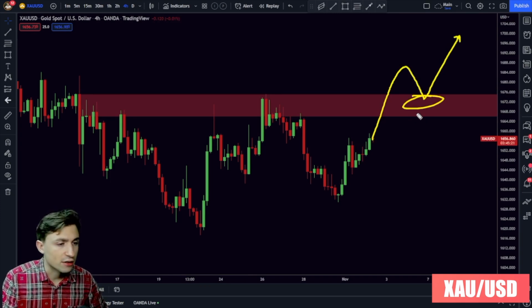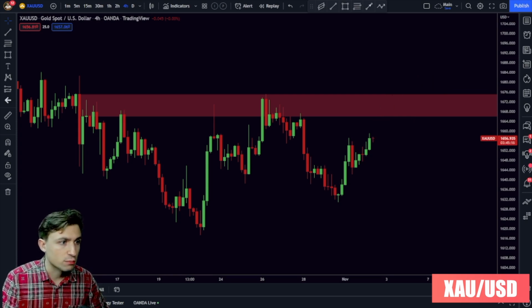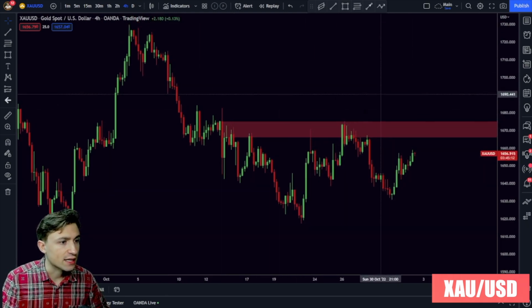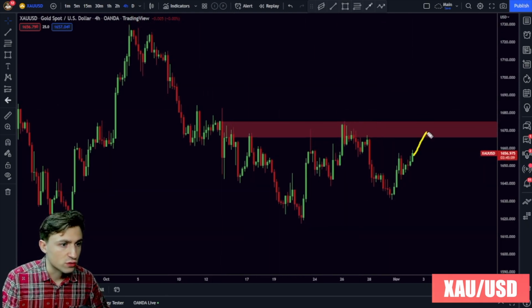So this is not what I'm saying I think is going to happen. This is the unlikely scenario that would shift me to potentially be bullish. But until further notice, this area is resistance, and in a downtrend, I would be looking to sell this first.